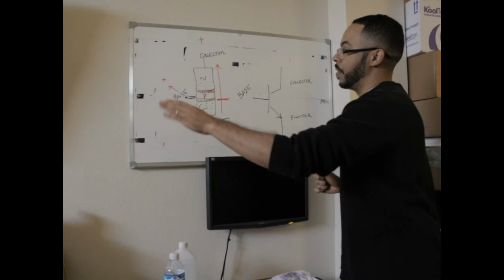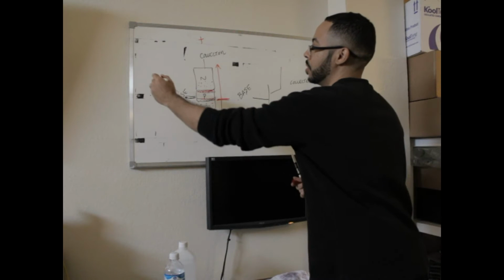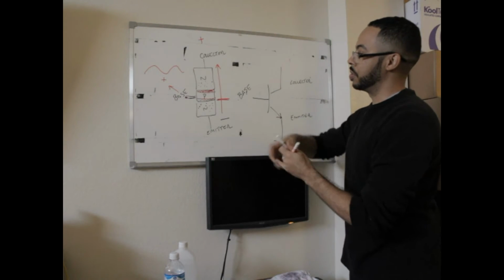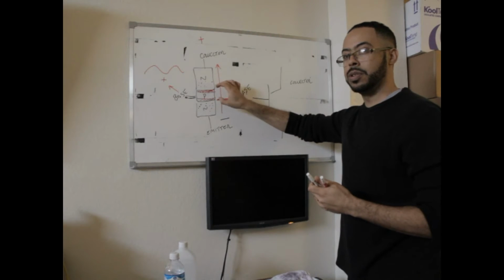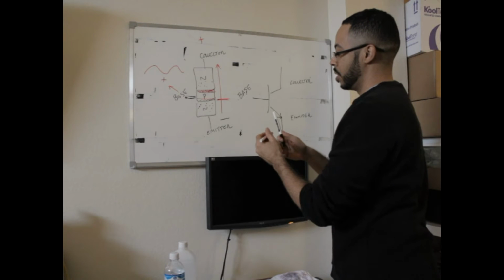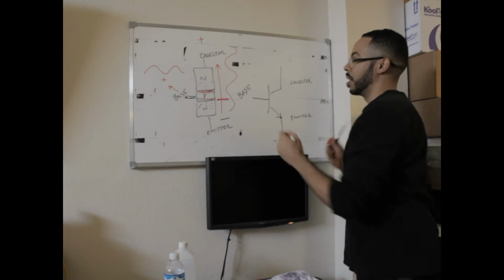So if we were to vary the base current, like we kept it at a positive voltage, but if we go up, down, these barriers essentially are going to increase, decrease, increase, decrease according to the base voltage. Alright, which is going to cause your collector current to increase, decrease, increase, decrease as well.